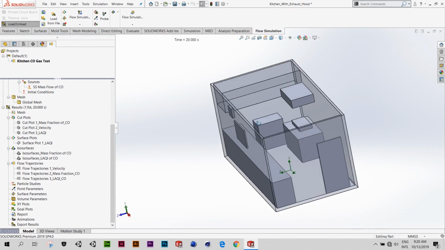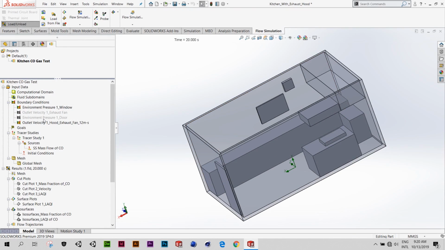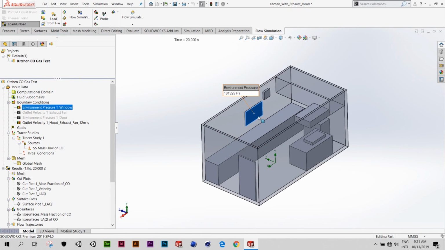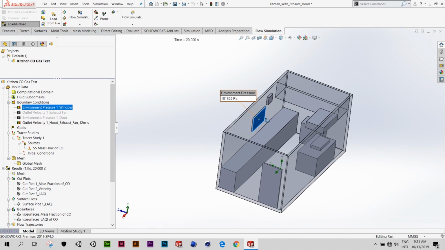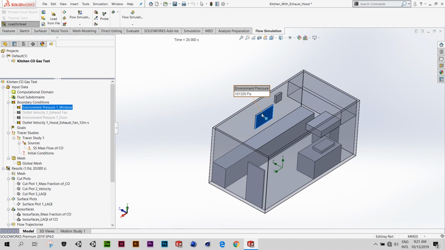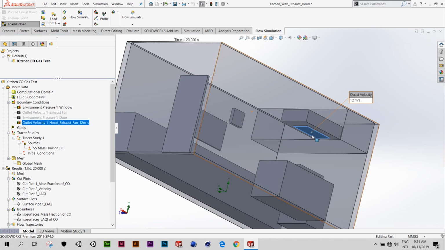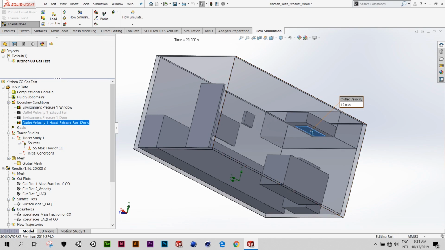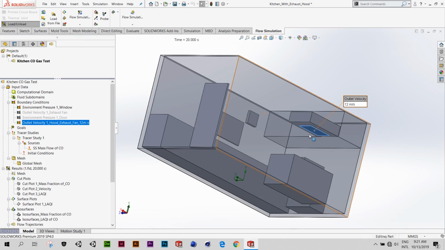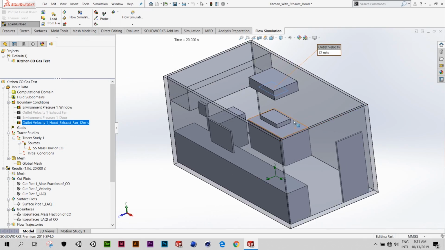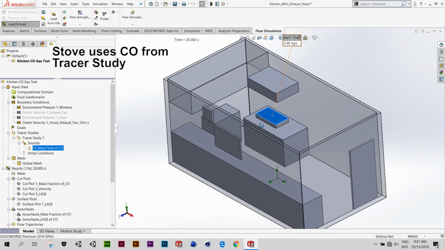As you can see, this is the kitchen. This is a window. This is an open window. Think of it as an open window where the air from outside can go in, and then this is the exhaust hood. You can see the speed of the exhaust is 12 meters per second. This is the outlet velocity, and then I also have this stove.